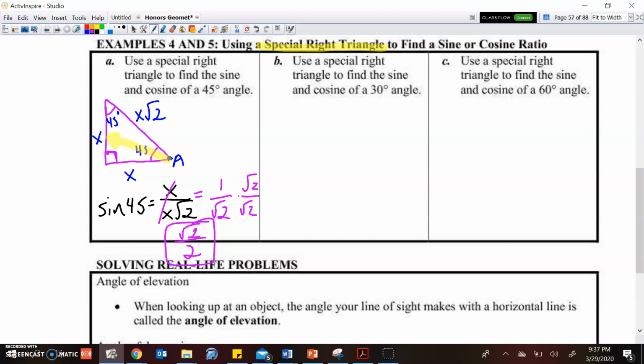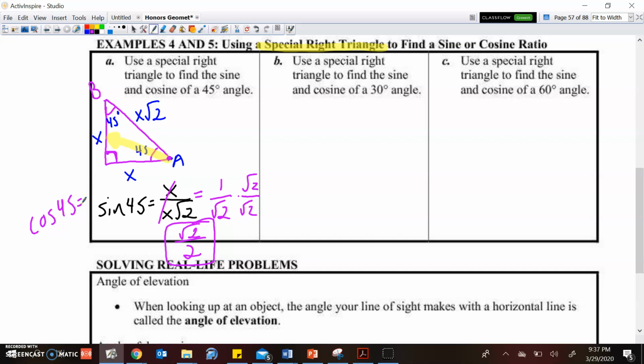So we know that if we know the sine of angle A, it's going to be the same as the cosine of angle B. Well, angle B is 45 degrees. So cosine of angle B, if I type in cosine of 45 degrees, I get the same thing. So both sine of 45 and cosine of 45 equal the same thing. All right, let's look at the next one.